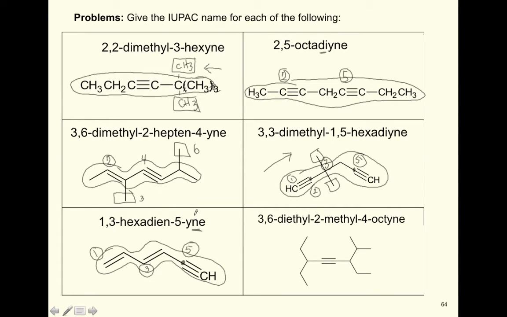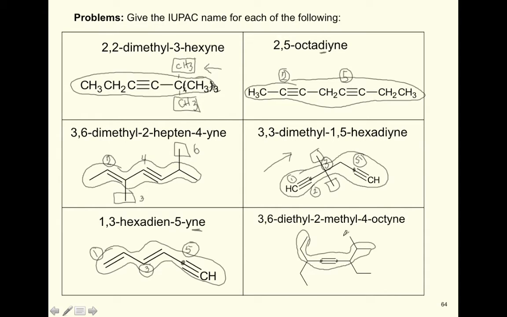1,3-hexadien-5-yne. Okay, we have a carbon here and a carbon here, and the longest continuous chain, regardless if it bends and curves, is going to go like that. Wow, that's pretty messed up there, pretty wiggly. 1, 2, 3, 4. 1, 2, 3, 4. Okay, so I have octyne, and in either direction my triple bond starts on carbon number 4.